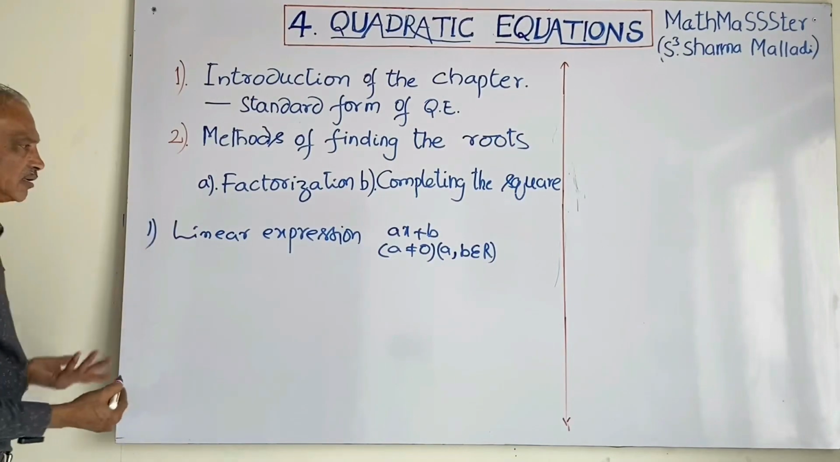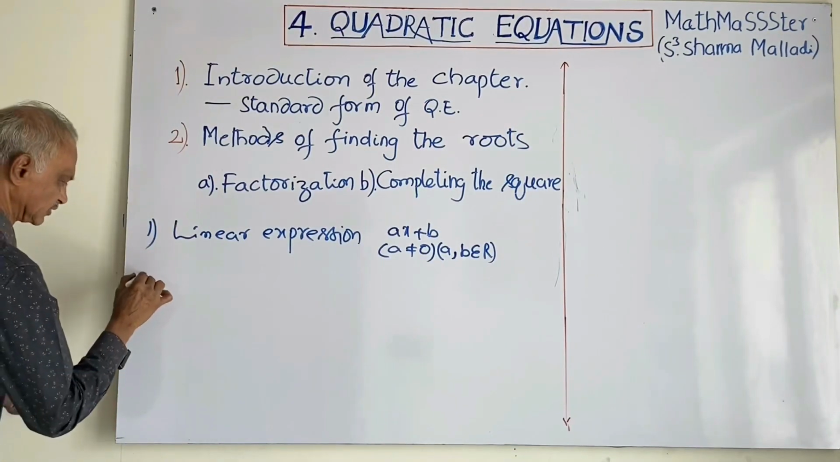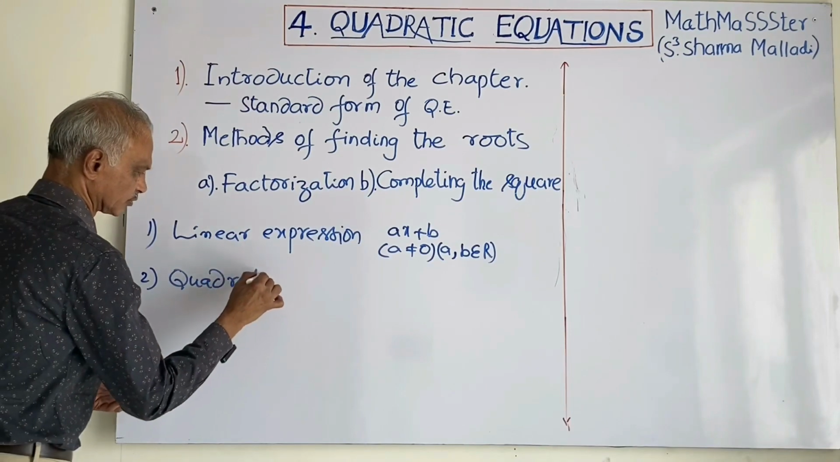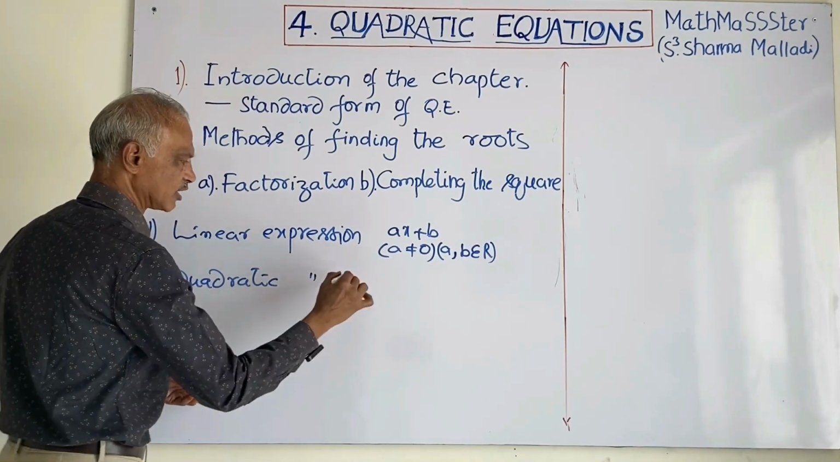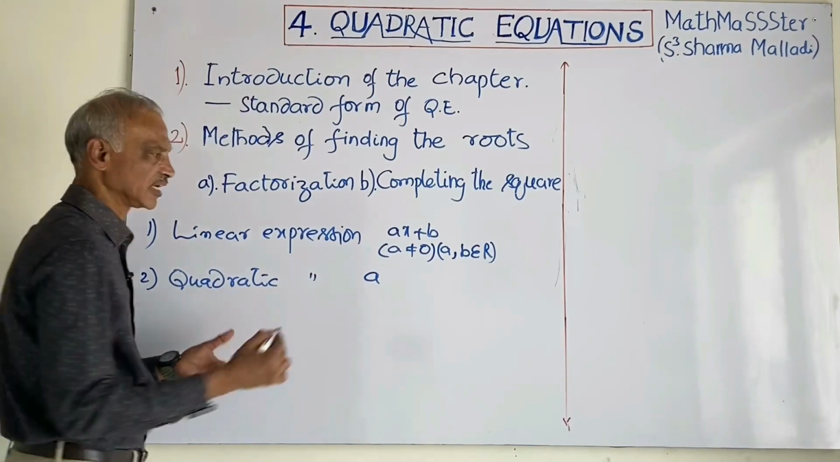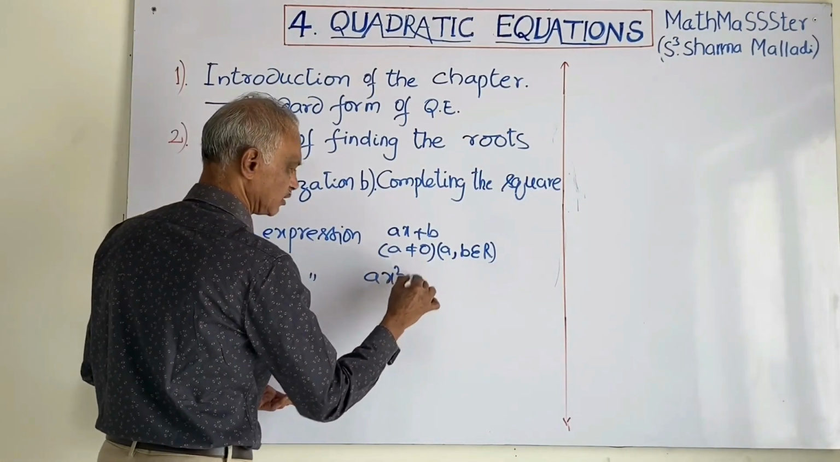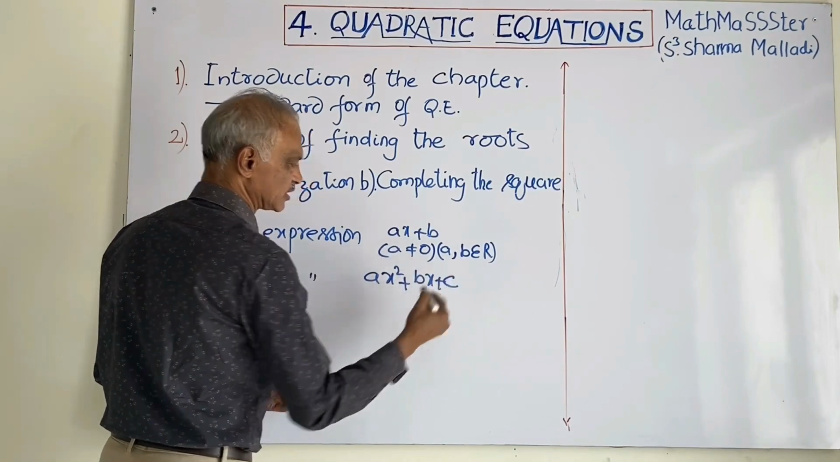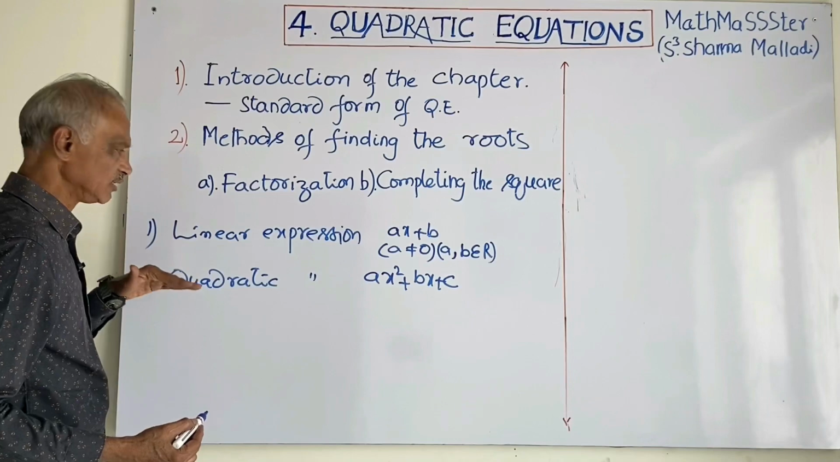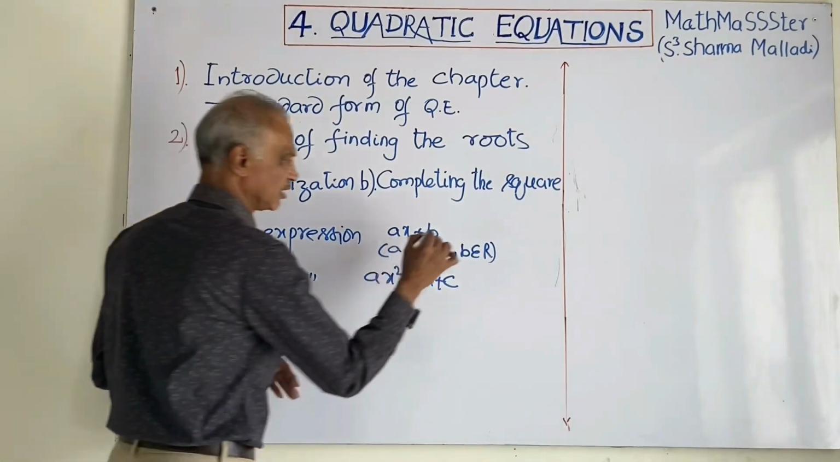Quadratic expression. What is a quadratic expression? ax square plus bx plus c, a is not equal to 0. These are the linear expression and the quadratic expression.